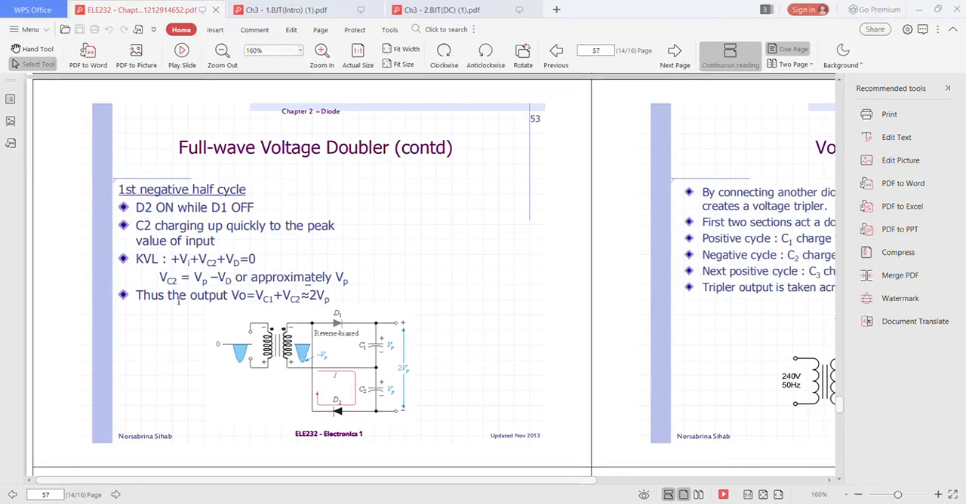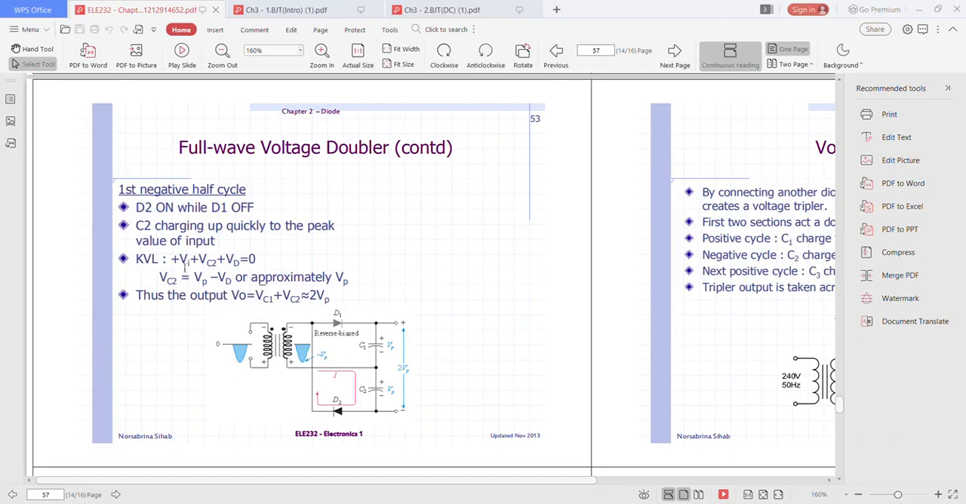Alright, so by looking at this equation here, you will get minus Vp. This is actually minus Vp or Vin, and then plus Vc2 and then plus Vd equals to 0. So you can move Vin and Vd on the other side. So you will get Vp minus Vd equals to Vc2.